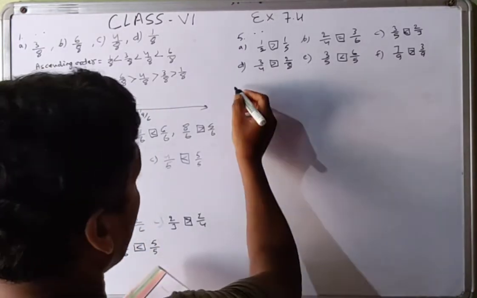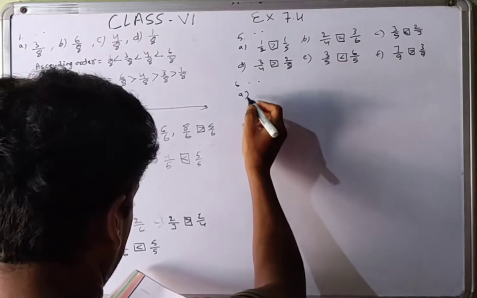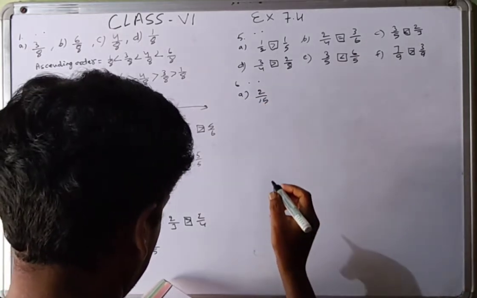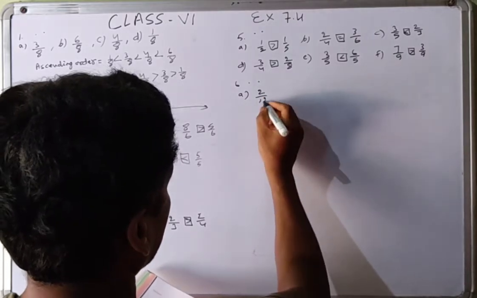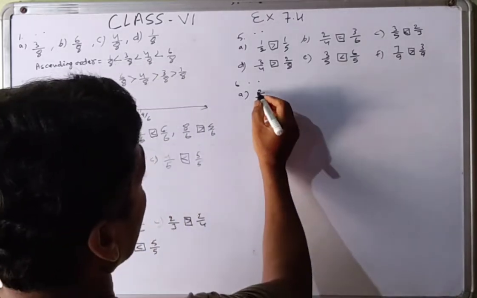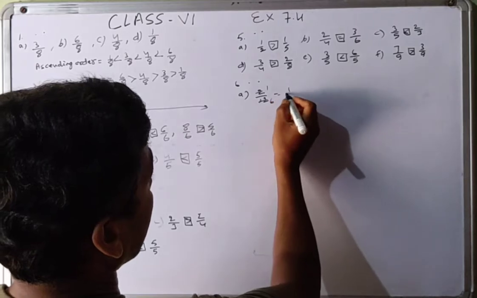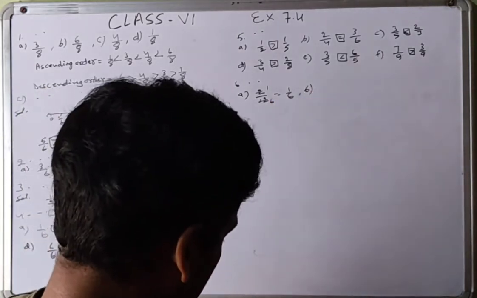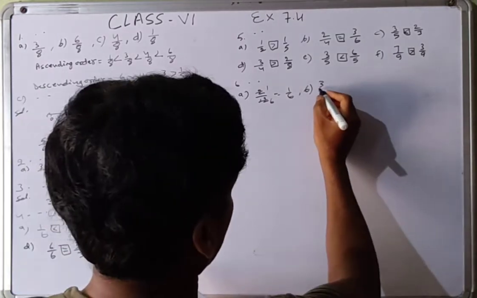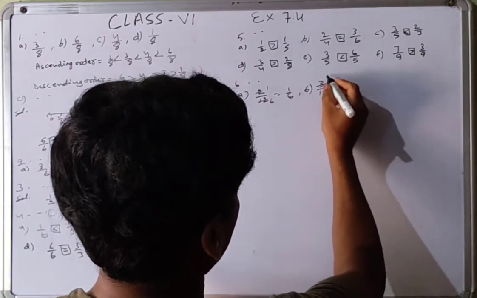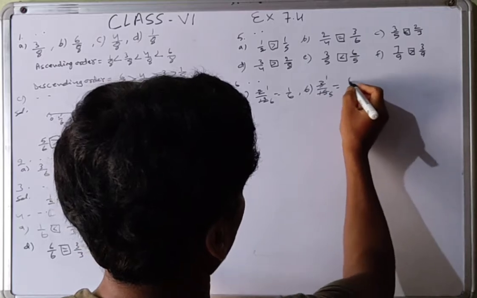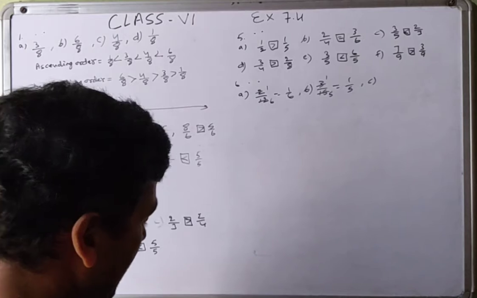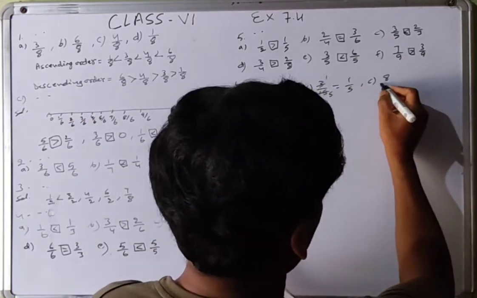So 6 part A. This is also very important. 12... 2 ones are 2, 2 sixes are 12, that is 1 upon 6. B part, that 3 upon 15, 3 ones are 3, 3 fives are 15, 1 upon 5. C part, that will be 8 upon 50.